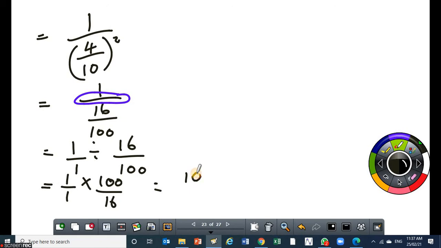So the final answer will be 100 over 16. This can be simplified. Well, there's a common factor, which is 4. So I can end up writing the final answer as 25 over 4. That's my final answer. It is an improper fraction.